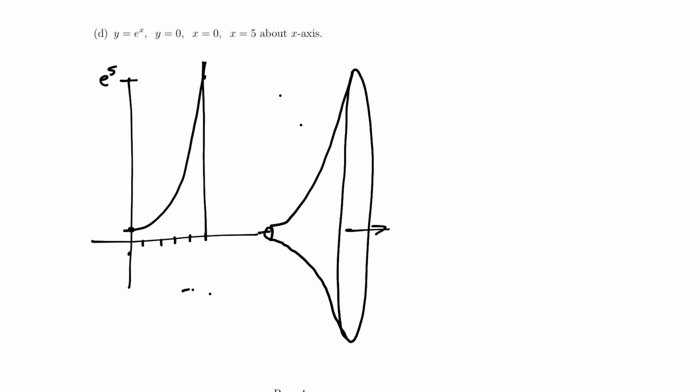Is that the piece we're going to rotate? Hang on here, I'm going to come over and see what you're saying. So let me just make sure. We have x equals 0, x equals 5, y equals 0. So I think it's this area in here. Is that what I'm looking at? I think so. And I'm going about the x-axis.